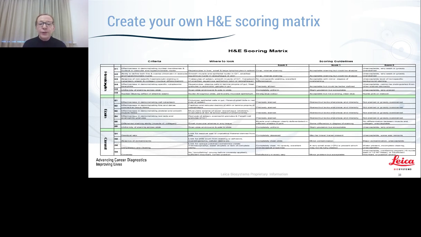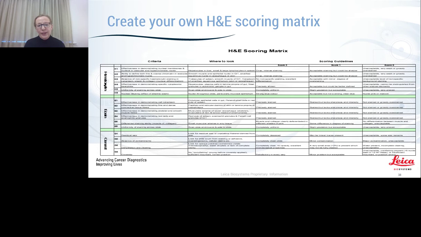You can create your own H&E scoring matrix. We have created our own scoring matrix, and this will be delivered to registrants from this webinar. But basically what we've done is just look at some different criteria to look for hematoxylin, for eosin, and actually where to look. And then we have a 3-point scoring system, and this has just some examples of what would be a good, what would be a bad, what would be a satisfactory stain.